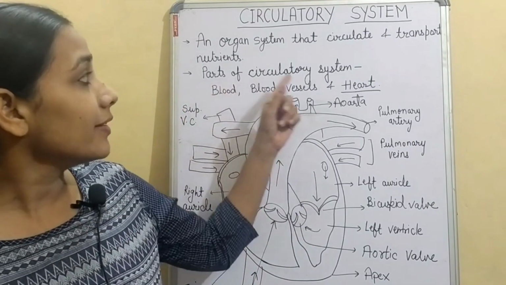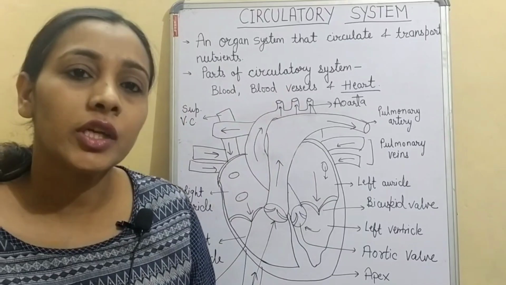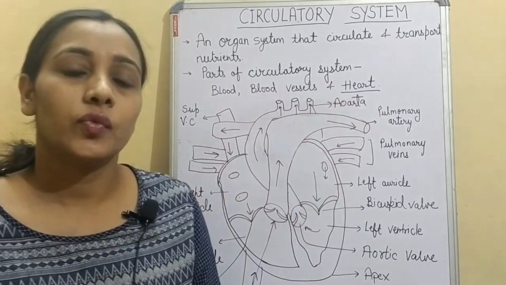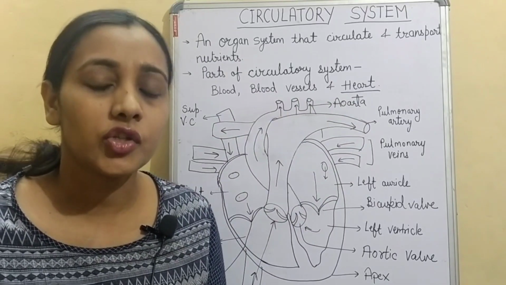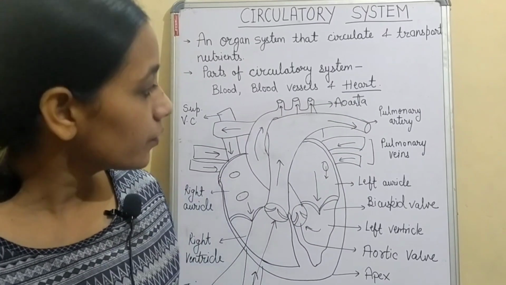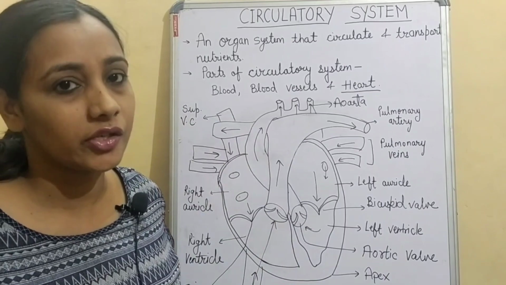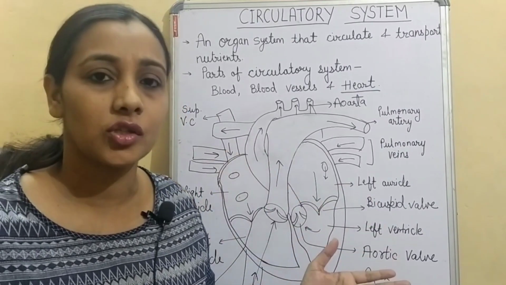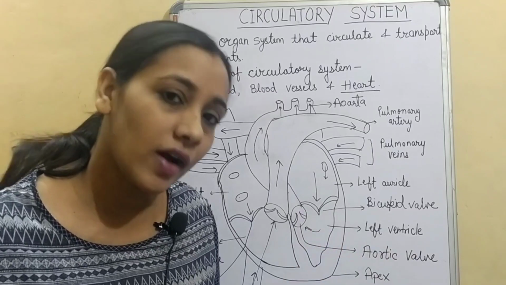Now circulatory system consists of three parts: blood, blood vessels and heart. So in this video we are going to study about the structure of heart. So this is the internal structure of heart. Before that, I am going to tell you the outer structure, that means the external structure of heart.